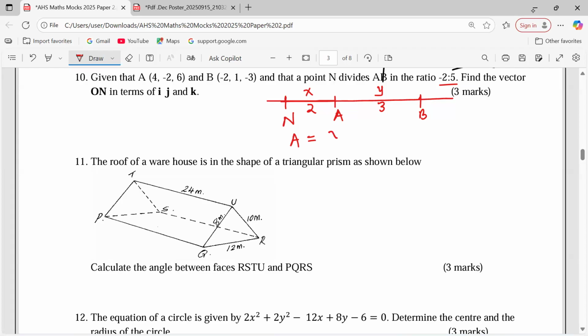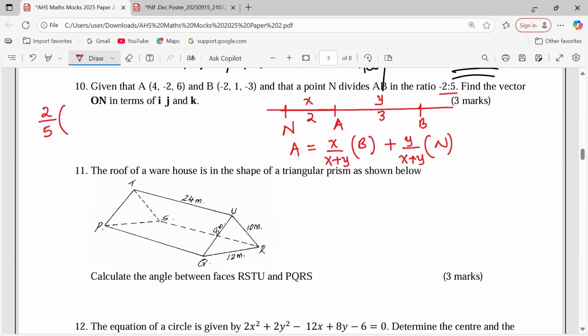When we take the ratio x, then we divide by the total proportions x plus y. Then because we picked x, this we multiply by b, and we add y divided by the sum. Then because you've picked y, we pick the opposite vector n. Then we get the coordinates of the point and the mid. This way, it means when we take 2 out of the total proportions, which is 5, we should multiply this by the coordinates of b. And is the coordinates of b known? Yes. The coordinates of b is known as -2, 1, -3.